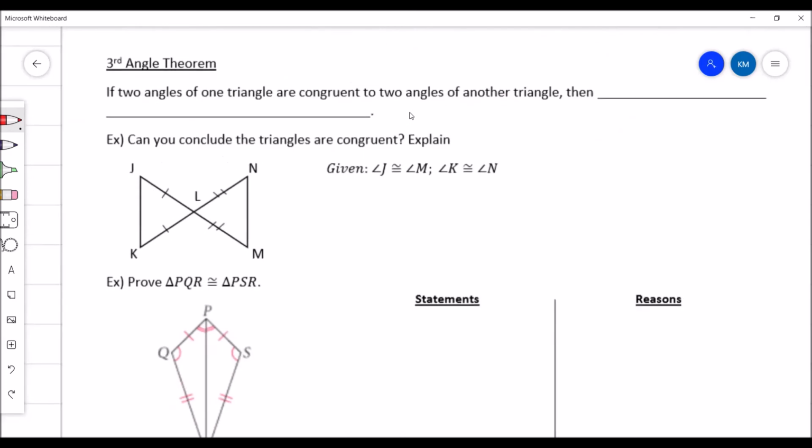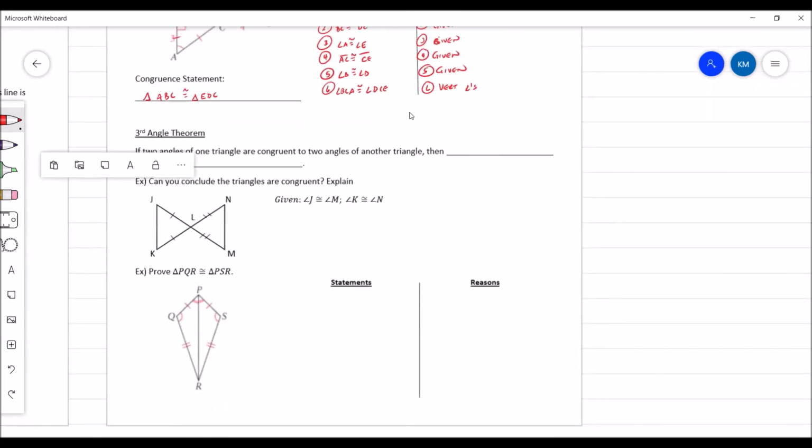All right. Number 3 here. Or sorry, the third angle theorem. Here's our third angle theorem. Kind of common sense, but here it goes. It says if 2 angles of one triangle are congruent to 2 angles of another triangle, then the third angle is also congruent. Which makes sense because all triangles add up to 180 degrees. So if we have 2 numbers that are the same, the third number has to be the same as well.